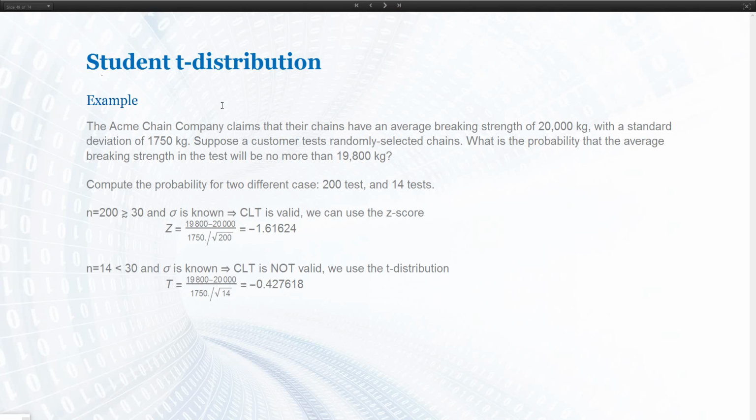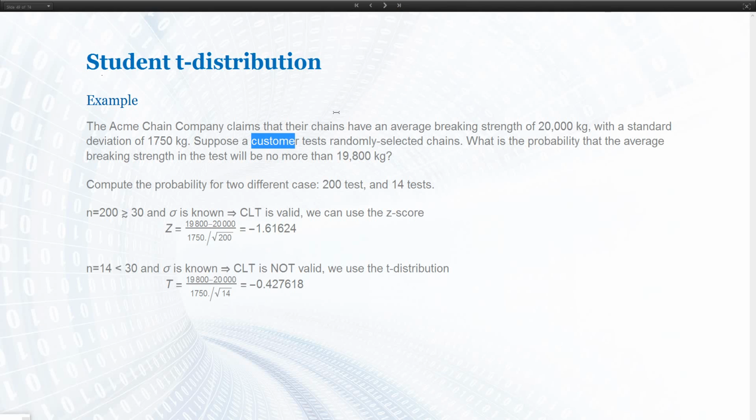And the company testifies these chains have a breaking strength of 20 tons, 20 metric tons. That's the carrying capacity of the chain, with some standard deviation here of 1,750 kilograms. Now let's suppose one customer does not believe the quality that we claim and does his own tests.